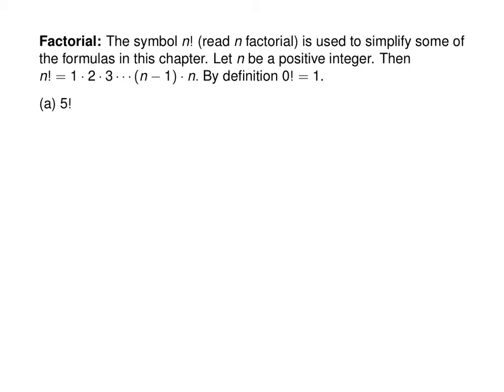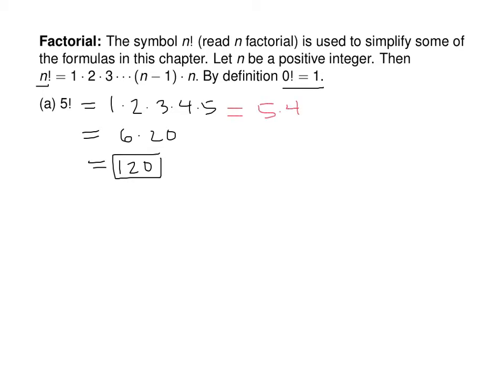By definition, 0 factorial is defined as 1, and in general, n factorial is all the numbers up to n multiplied together. So for example, 5 factorial is given by 1 times 2 times 3 times 4 times 5, which is equal to 6 times 20 or 120. And you can either list the terms ascending up to 5 or descending down from 5: 5 times 4 times 3 times 2 times 1. Same thing, as multiplication is commutative.